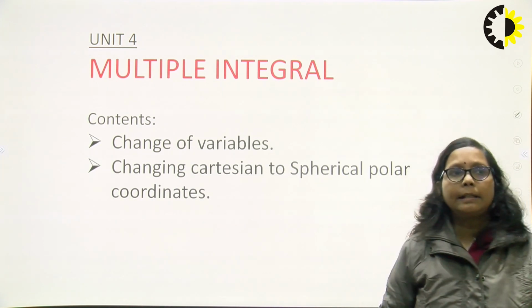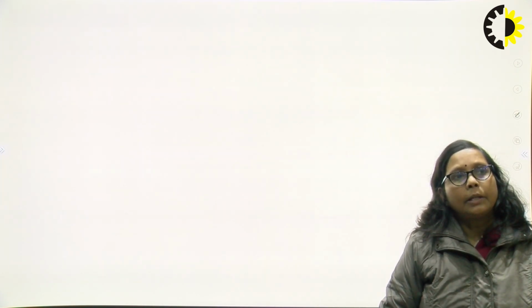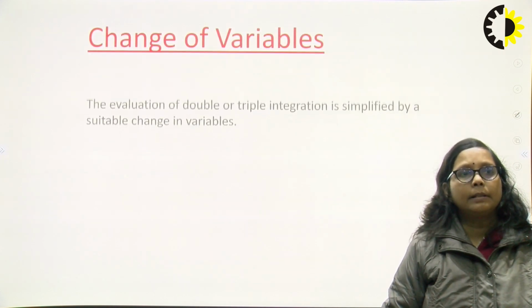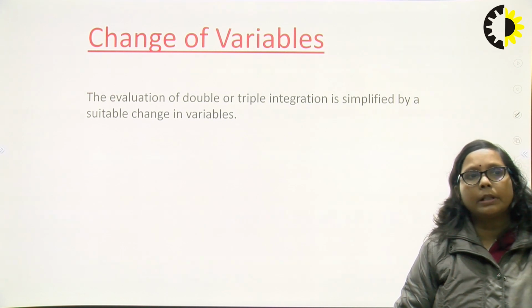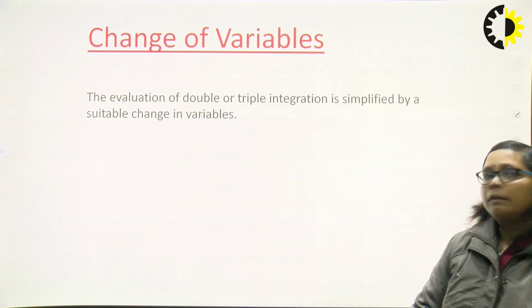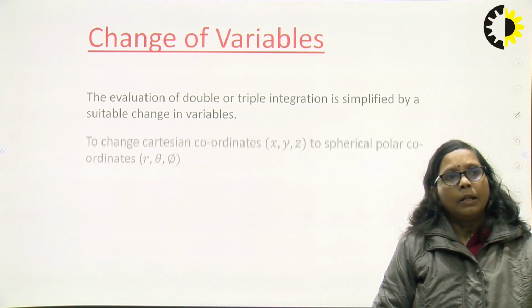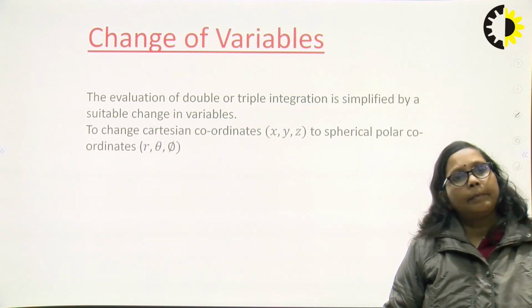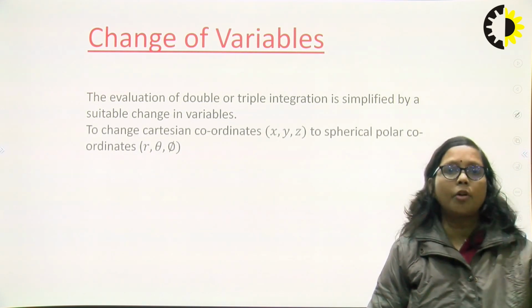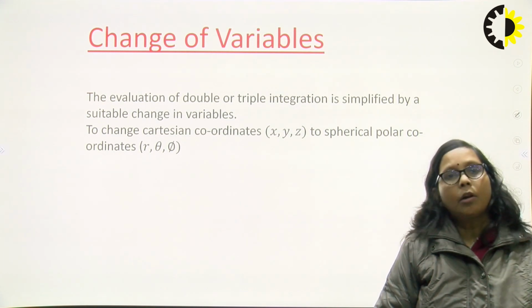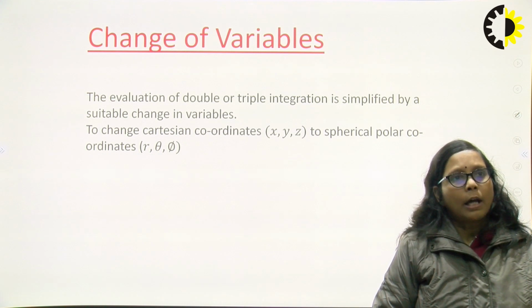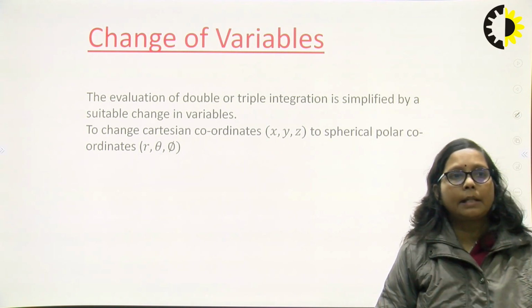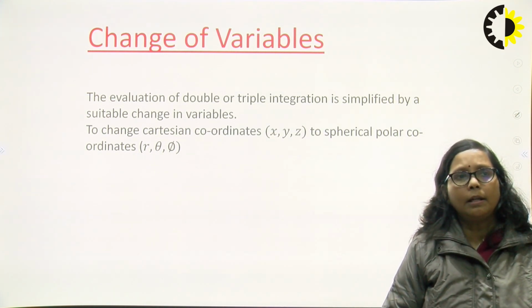So why do we need these changes? By using the topic of change of variables, the evaluation of double or triple integration is simplified by using a suitable change of variables. In many ways we can change Cartesian coordinates to either polar coordinates, spherical coordinates or cylindrical coordinates. I am taking here just one topic, changing Cartesian coordinates to spherical polar coordinates.